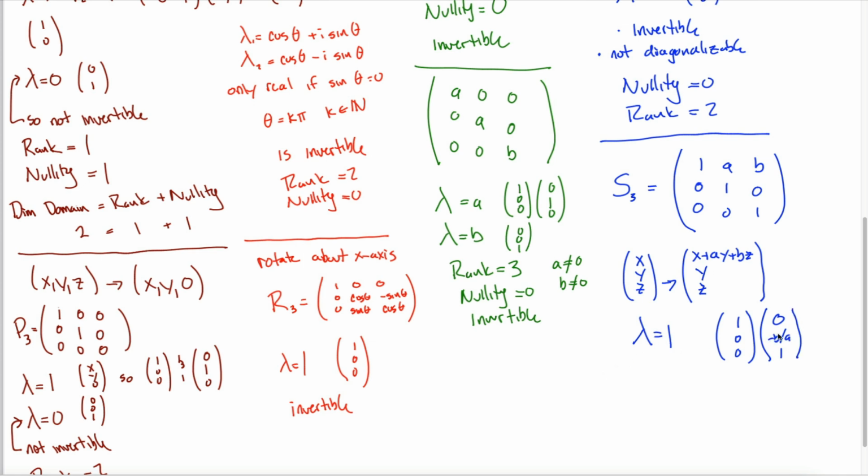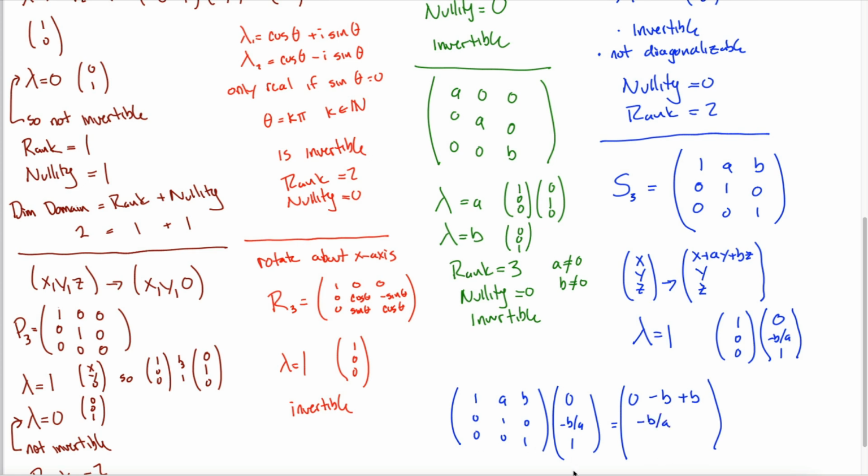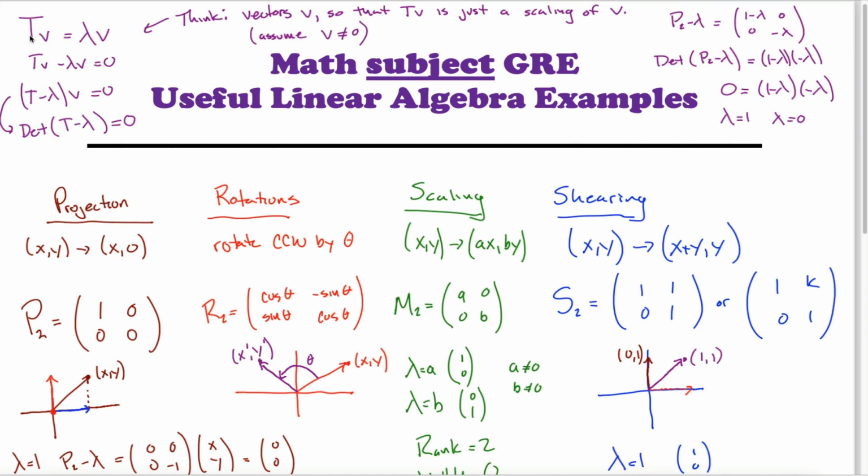To see why that works, we can consider the image of this vector using this matrix. When I multiply the first row by this column, I get 1 times 0 is 0, a times negative b over a is negative b, and b times 1 is b. When I multiply the second row by this, I get 0 plus negative b over a plus 0, or negative b over a. And when I multiply the third row by this column, I get 0 plus 0 plus 1. What I'm saying is I get the vector (0, negative b over a, 1), which is exactly what I started out with. So when I multiply this matrix by this vector, I just get a scaling of this vector, in this case scaling by 1.